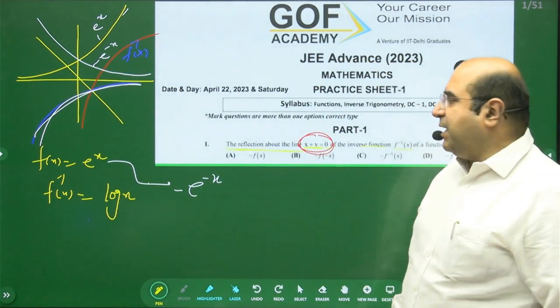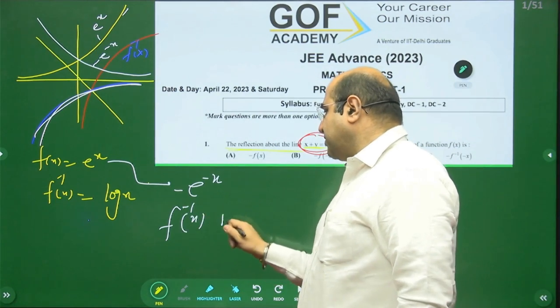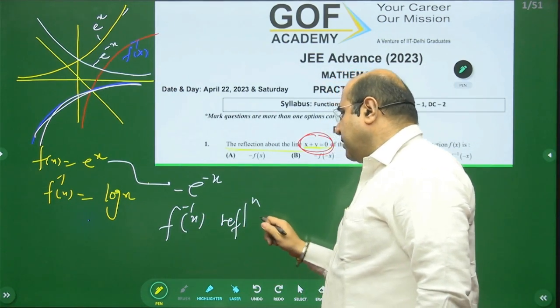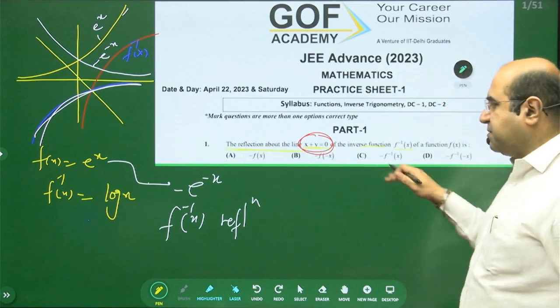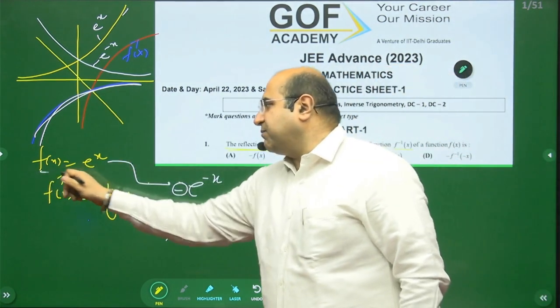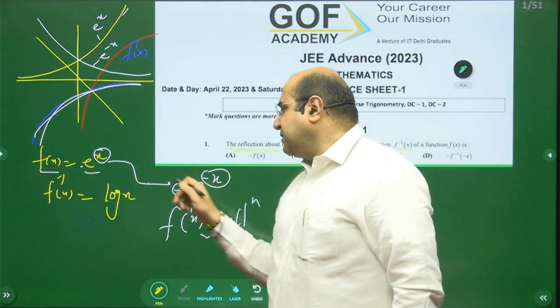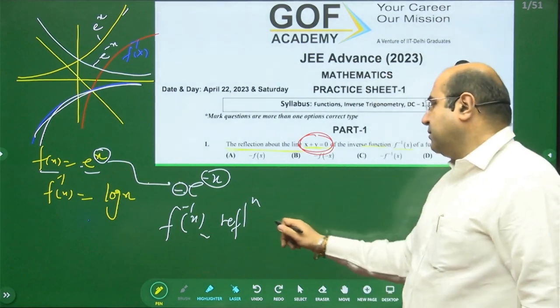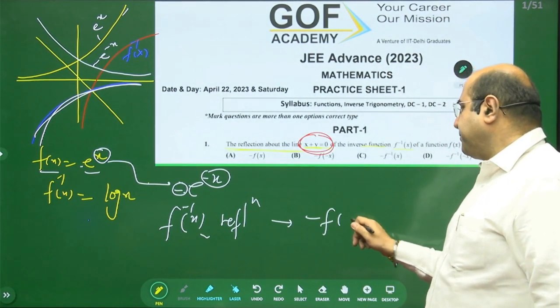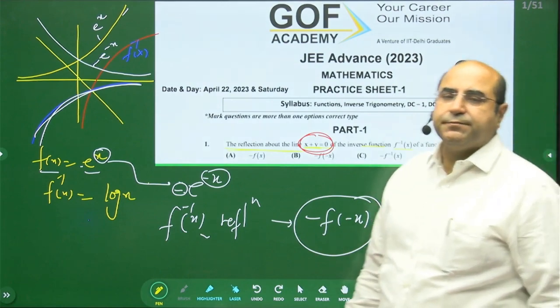So the final answer for the reflection of f inverse x, with reference to the four options, should be f(x) where x is replaced by minus x, and a minus is also put in front of it. So the answer should be C.